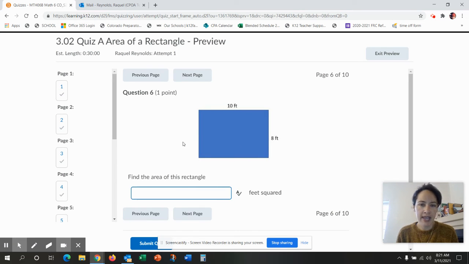8 times 10. Whenever you multiply by 10 or divide by 10, you're just moving place values. That's what's pretty cool. You're adding a 0, you're taking away a 0, you're either moving the decimal left or right. Just think about it. Does that make sense? What are you talking about, Ms. Reynolds? 80 square feet.